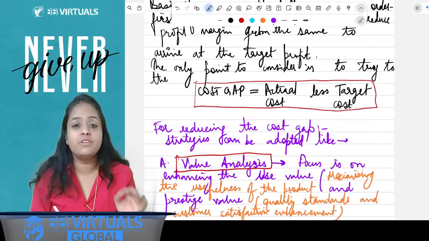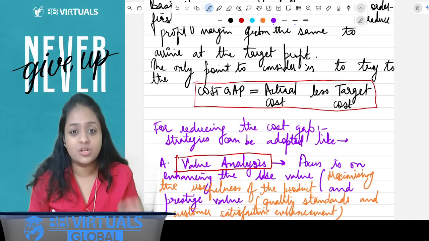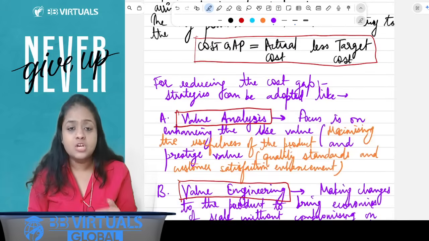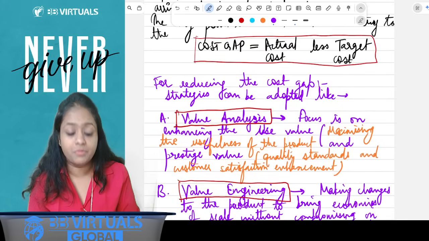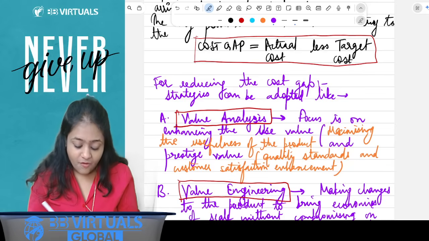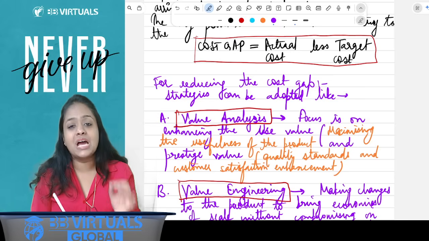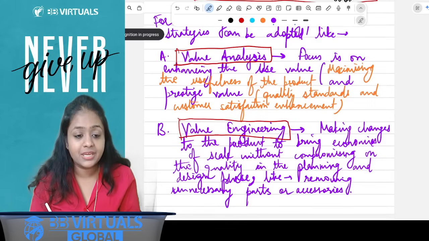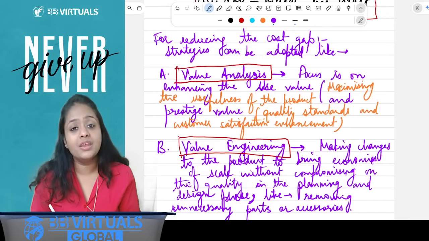So aim is always for the business to minimize the cost gap, which is the gap between the target cost and the actual cost. So then what all ways can be adopted to minimize it? Again, frequently asked topic for your exams. For reducing the cost gap, strategies that can be adopted are like value engineering and value analysis.